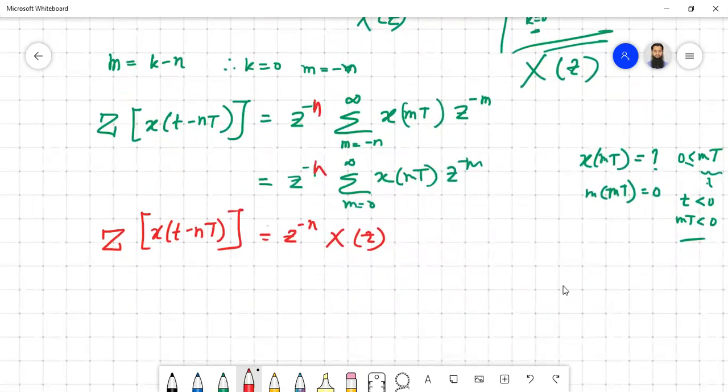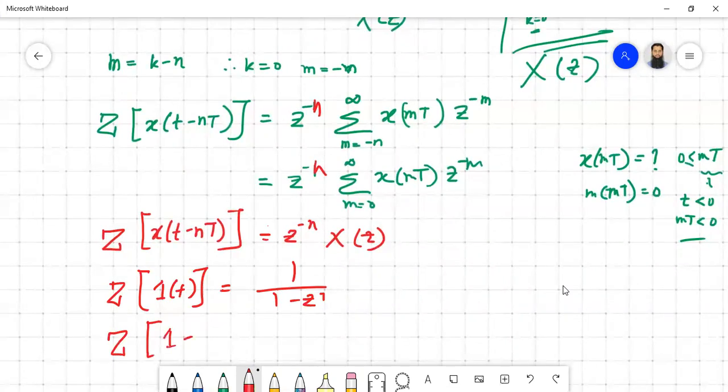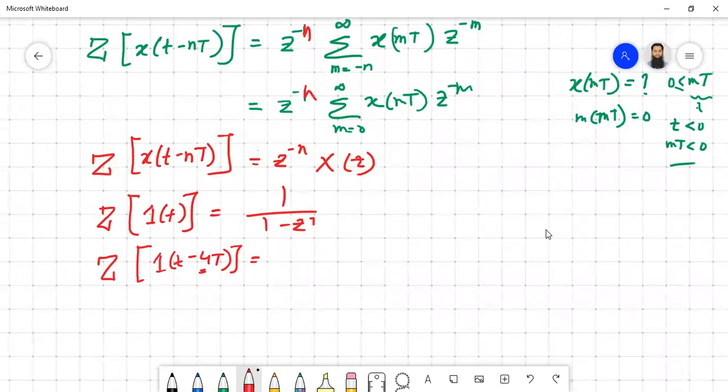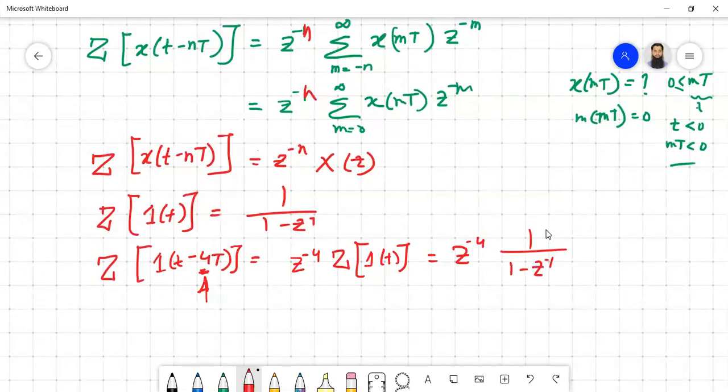Okay, so what does it mean? If you have a signal 1(t), and the z transformation of this one is 1 over 1 minus z inverse, then what should be the z transformation of 1(t minus 4T)? So the value is being shifted by four time samples. So basically z to the power minus 4, then the same function, the z transformation of 1(t), and that is z to the power minus 4 times 1 by 1 minus z inverse. So this is your answer.